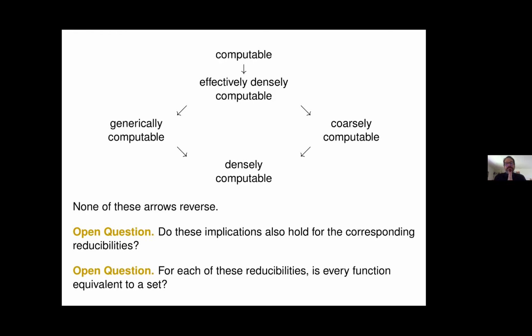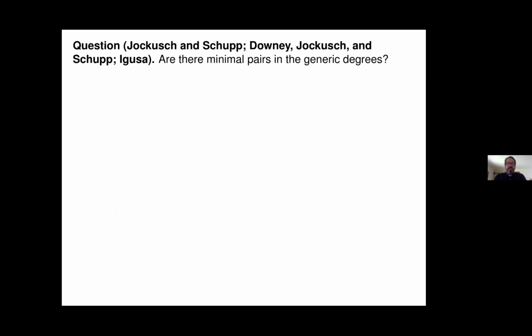Okay, so let me move on to the main topic here. As I said, from each one of these notions, you can derive degree structures, and you can ask the usual basic structural questions that one asks about them. And one example goes back to the paper of Jockusch and Schupp. And I should say, by the way, before I do that, that there's an interesting little prehistory that I forgot to mention: some of these notions had actually been looked at before all of this work.